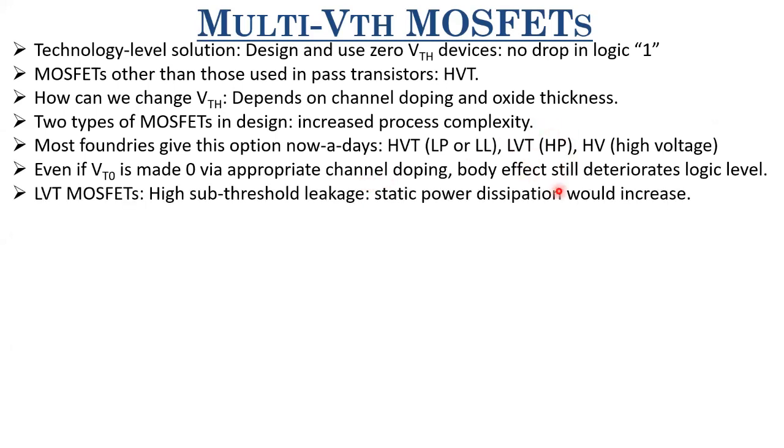Also, when you're talking about LVT transistors with zero threshold voltage, there would be high subthreshold leakage current, right? Because the subthreshold leakage increases exponentially as a function of VGS minus VT. If VT is zero, the subthreshold leakage current is high. If VT is large, subthreshold current is smaller, right? So for an LVT MOSFET, subthreshold leakage current is larger, and as such, static power dissipation would increase when you're using LVT transistors for fast transistor logic.